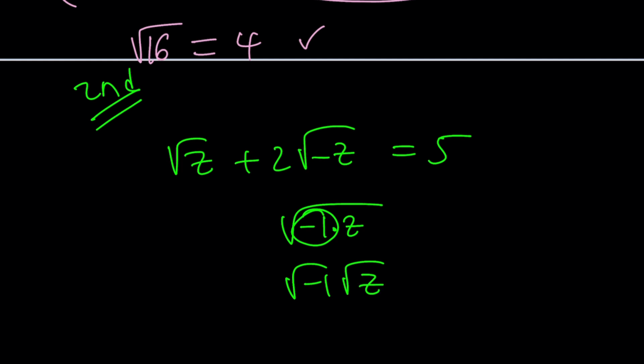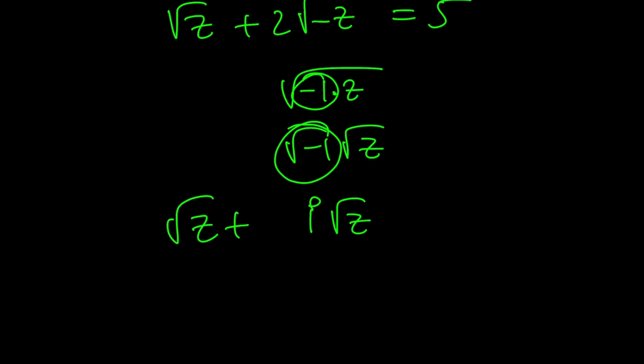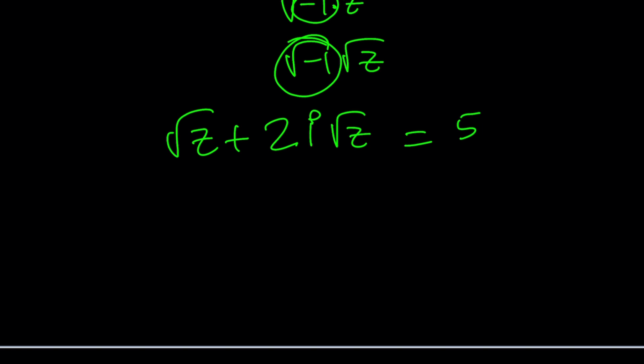Of course, this is not always valid. You've got to be careful, but this is just i. Remember, the principal square root of negative 1 is i, so this becomes i square root of z. In other words, our expression becomes square root of z plus 2i square root of z equals 5. Now, you know what I can do? I can take out the square root of z and write this as (1 plus 2i) times square root of z equals 5.